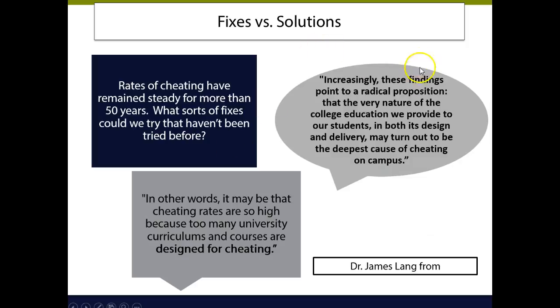According to Dr. Lang, his findings, and some of the things we're going to talk about today, he says point to what he calls a radical proposition. It's the very nature of the education that we provide in college to our students. It's the design of the education. It's the delivery of the education. Those are the deepest causes of cheating on campus, right?